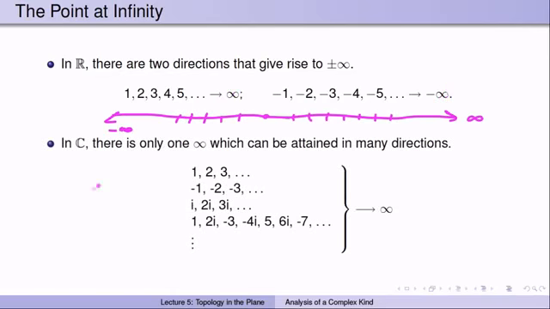In the complex plane, there's only one infinity. We regard infinity as no matter how you get there, if you leave any bounded set, you're going to get toward infinity. So there's lots and lots of ways of getting there. So 1, 2, 3 is one way of getting toward infinity. Or -1, -2, -3, -4, -5, that also goes toward infinity.